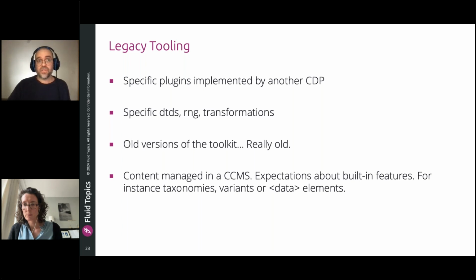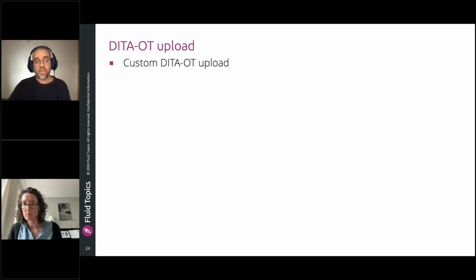And this point is also important: many customers have their content managed in a CCMS, and they have expectations about the built-in features implemented in the CCMS regarding taxonomies, variants, or even data elements that may differ from a regular output made locally with Oxygen XML, with DITA OT, or in the CDP. So regarding that, I will show several screenshots that are directly taken from the project 3 topics, but from a generic perspective, as we could imagine for any CDP.